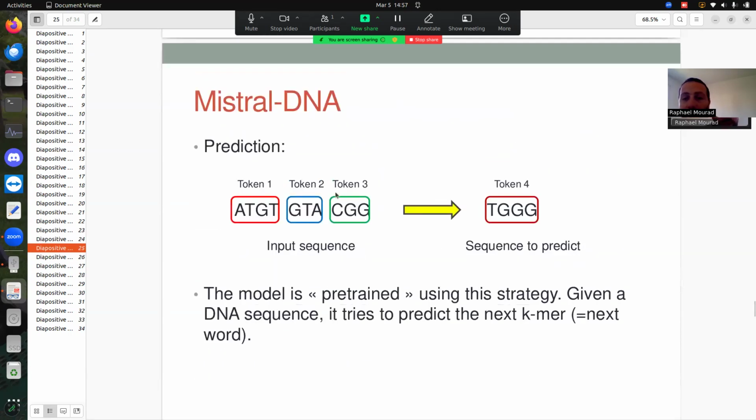So just to give you an example, how does it work? It takes an input sequence of, for instance, AT, GET, GET, A, CG, CGG. It will split it into different tokens, and it will predict the next token, that is TGGG. Okay, so this is the way the model is pre-trained.